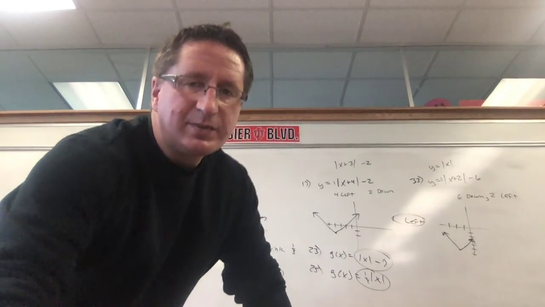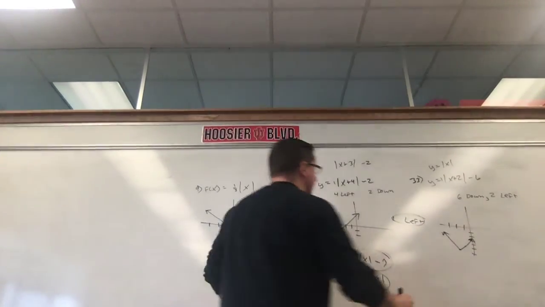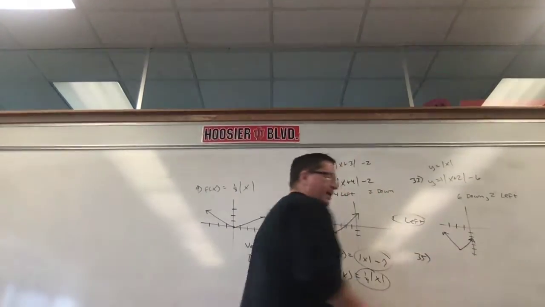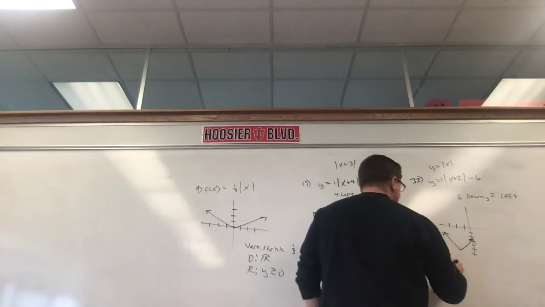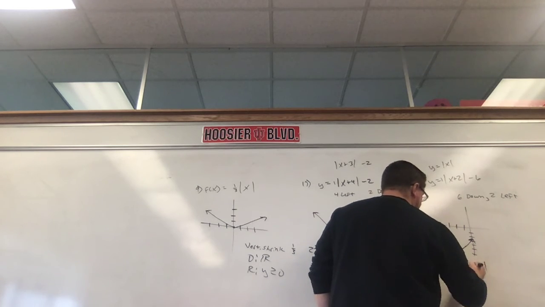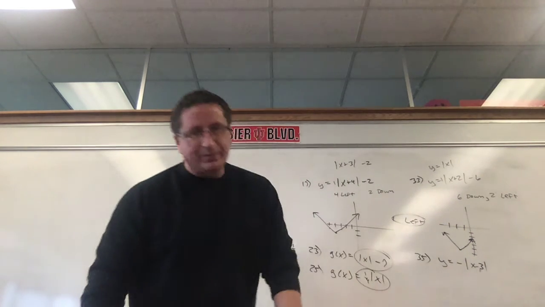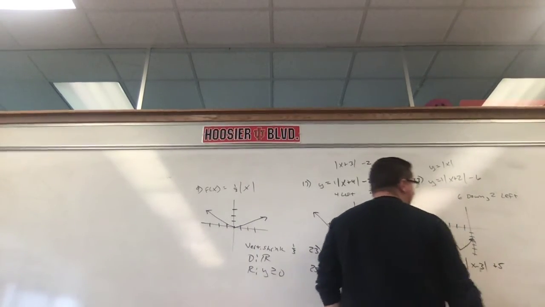Number 35, same type question here. Okay, this one's a little bit different, something else we have not talked about yet. Okay, so they want negative absolute value of x minus 3. That's not a 1, that's a negative absolute value bar. Plus 5. Okay, we got 3 things going on here, okay?